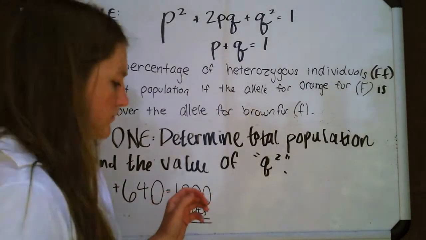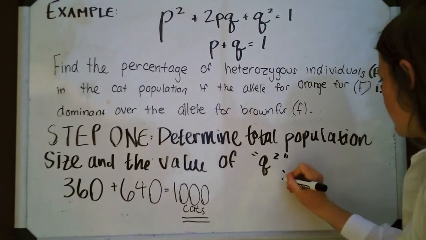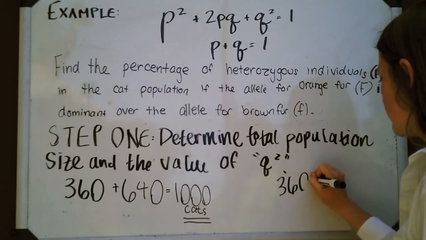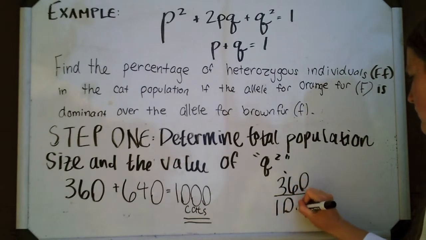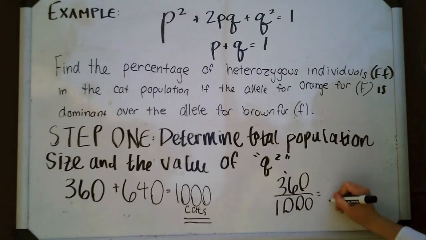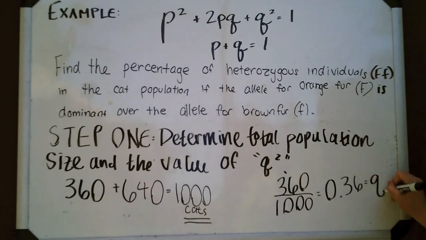Then, to find the q squared value, I took the recessive individual number, which is the 360 from the brown cats, and divided it by 1,000, which is the total number of individuals in the population. And when you do that, you're going to get 0.36, which is going to be your q squared value.